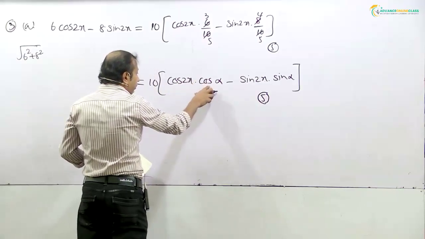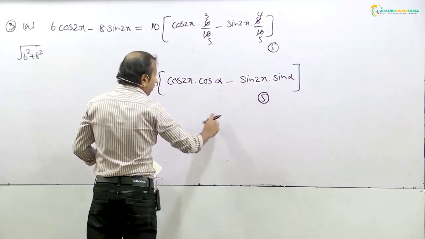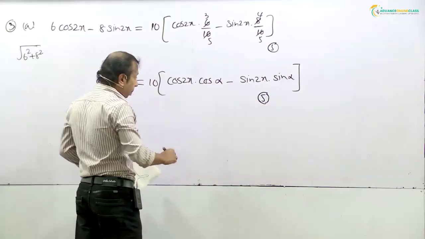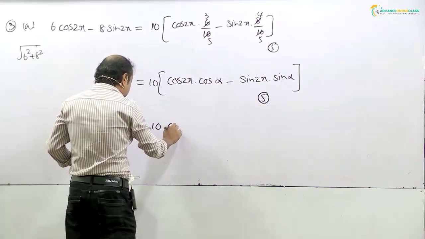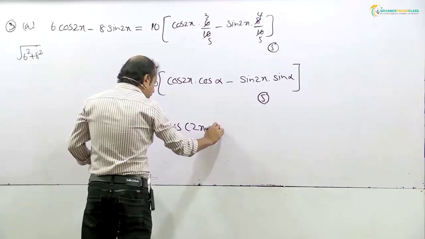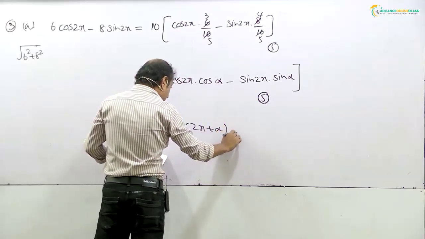What is this, cos alpha cos 2x minus sin 2x sin alpha? What is this? Cos(a plus b). So 10 cos(2x plus alpha). For this, 5 marks.